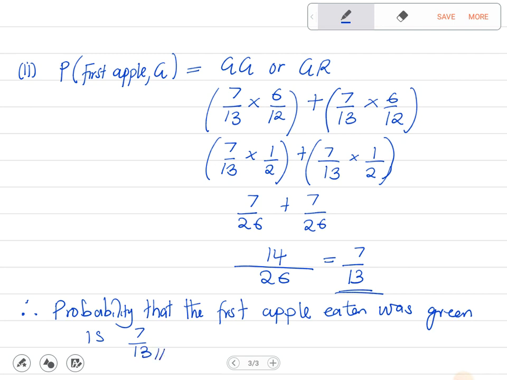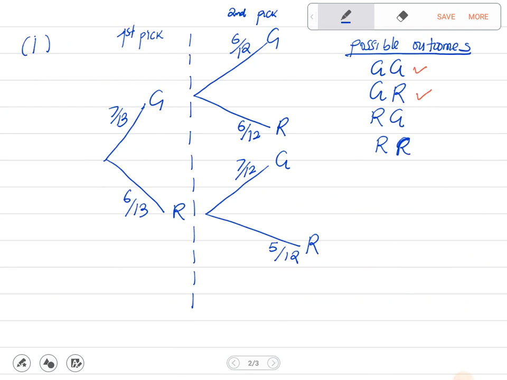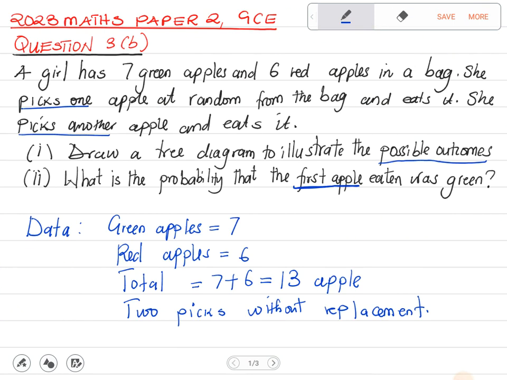You have to conclude. Don't just end there, then you leave the question hanging. You haven't answered the question. Conclude now so that they know that this is okay. So this is how this question was supposed to be done. If you've got this paper, please go through. It's a GCE 2023, paper 2, question 3B.